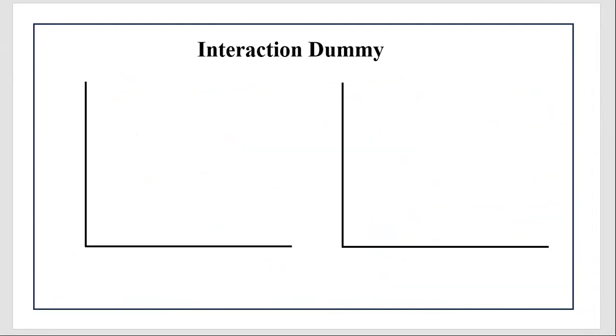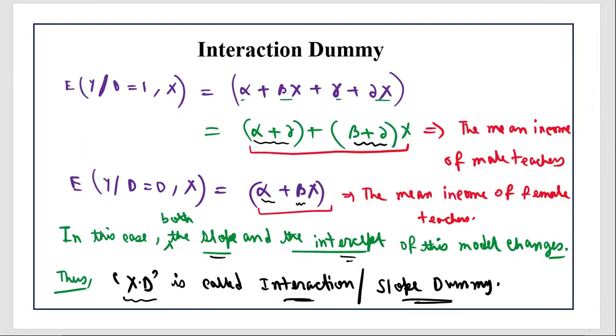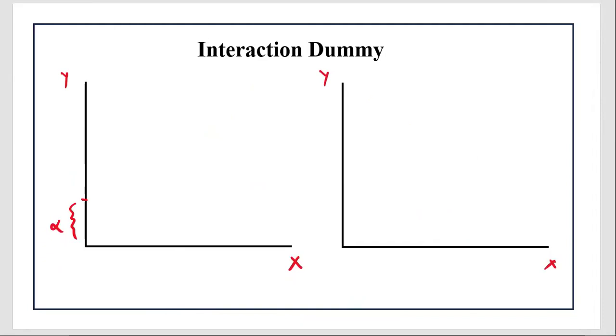Now we can depict this with the help of a diagram. Suppose on this axis we measure the x variable and here we measure the y variable. Firstly we'll see the effect of a change in the intercept only. Suppose this intercept is alpha. So how will you draw alpha plus beta x? What will be the expected income of the female college teacher? It will simply be a line like this, right?